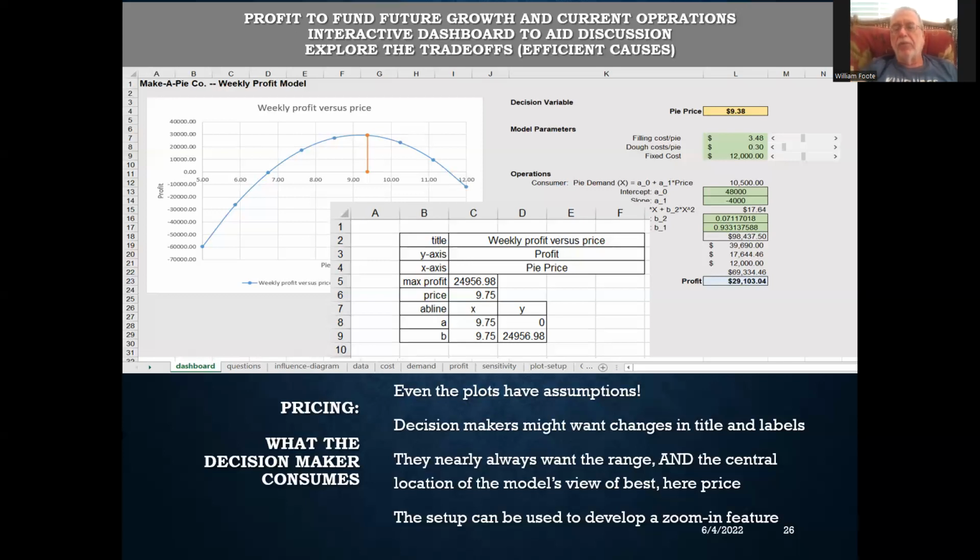Okay. The point I want to get across here is this. This is just an insert. The plot actually has different things that we can change. We're calling it price. We're calling the y-axis profit. We're calling the title of this. We have a maximum number that gets plotted.